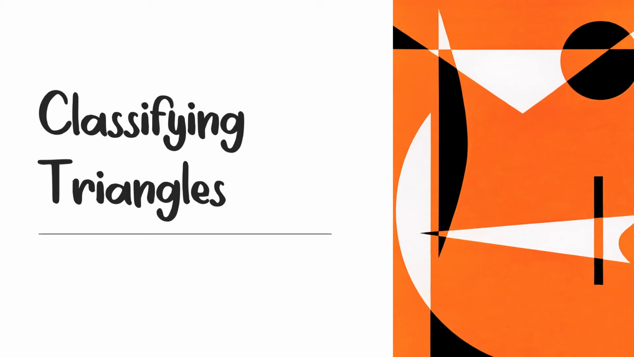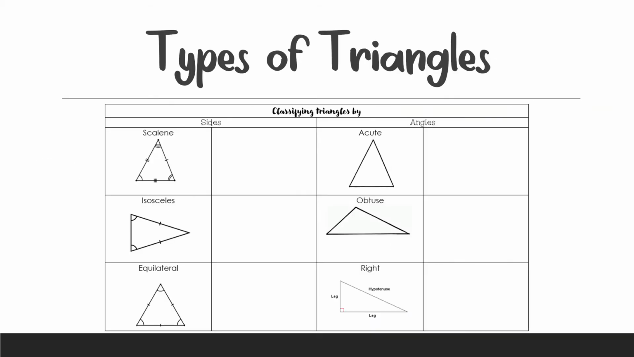Let's take a look at triangles. Triangles can be classified by the measures of their sides or the measures of their angles. For sides, if they have 3 different side lengths, that is called scalene. If 2 of the side lengths are the same, that would be isosceles.